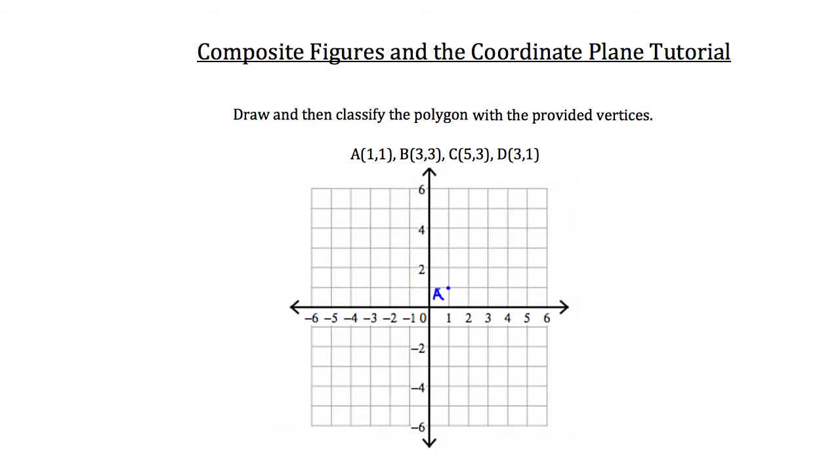B is at 3, 3. So I'll go 3 to the right and then 3 up. And that's our point B. C is at 5, 3. So we'll go 5 to the right and then 3 up.